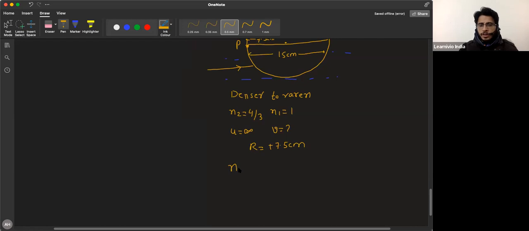Apply the relation N2 by minus U plus N1 by V is N1 minus N2 divided by R. So substitute all values here. N2 is 4/3. U is infinite, so it will be 0. N1 is 1. V is unknown. N1 is 1. N2 is 4/3. And radius of curvature is 7.5.